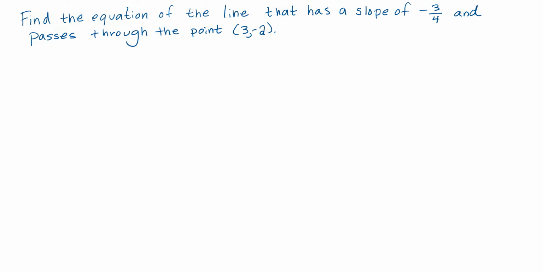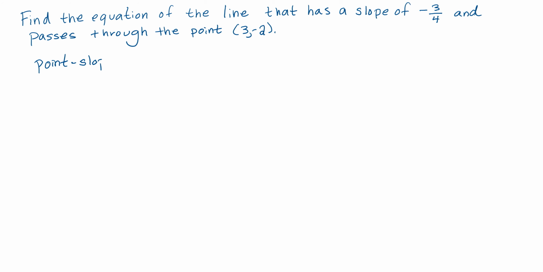This video is going to help us find the equation of the line when we're given the slope and a point that the line actually passes through. So this equation is going to have a slope of -3/4, and it passes through the point (3, -2). Notice that we are given a point and the slope, and there's a formula we're going to use for that, called point-slope form.